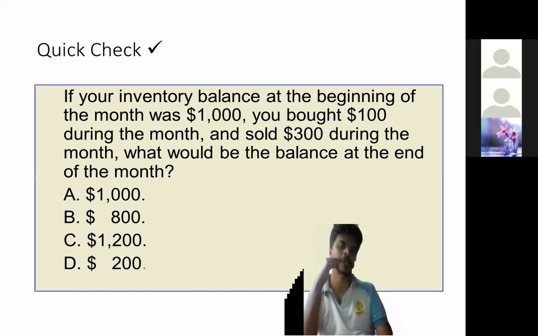If your inventory balance at the beginning of the month was 1000, you bought 100 during the month, you sold 300 during the month, what would be the balance at the end of the month? Balance at the end of the month. Tell me the answer.